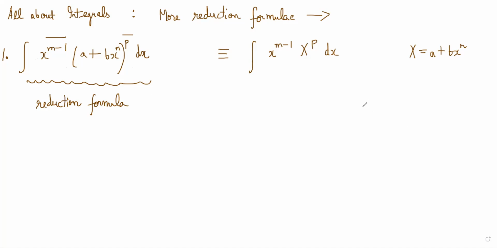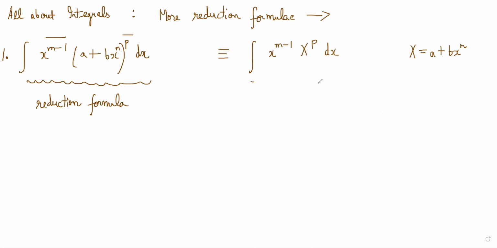And eventually if you get a situation where you just have, say, a plus b x power n power 1 or some power, and x has disappeared maybe, then this is an easily integrable situation, right? So the idea is to be able to say that this integral can be written in terms of integrals where the powers m and p are slightly smaller, right? So how do we do this?